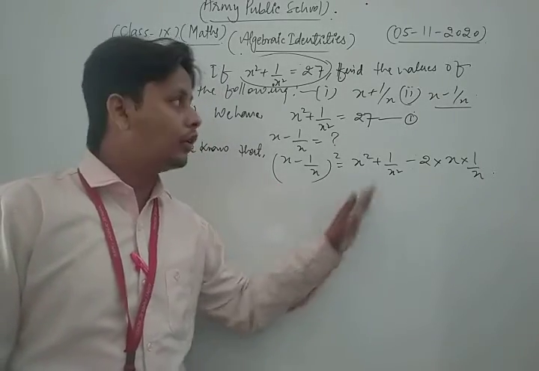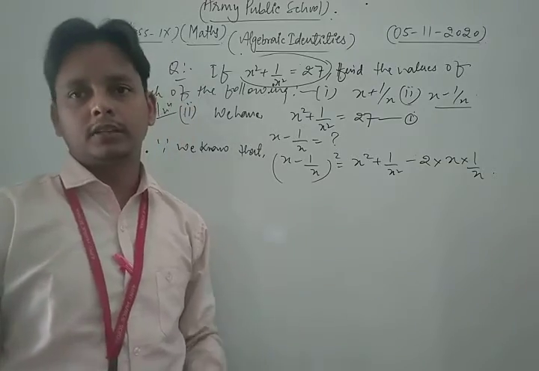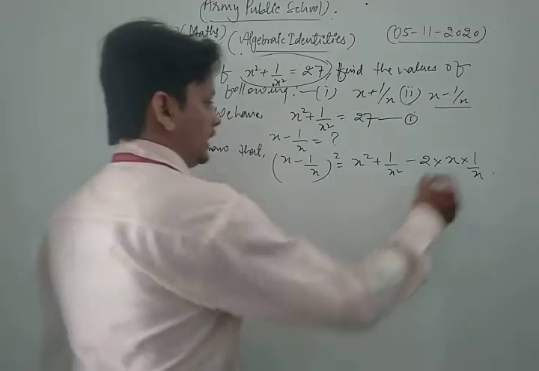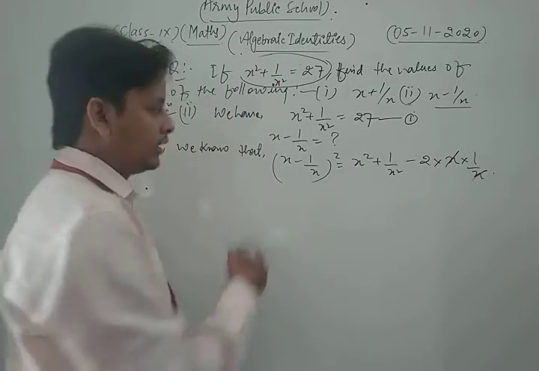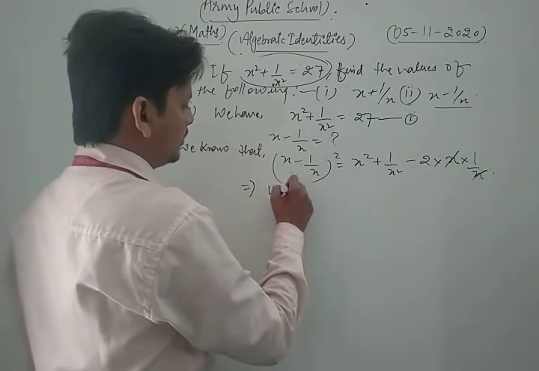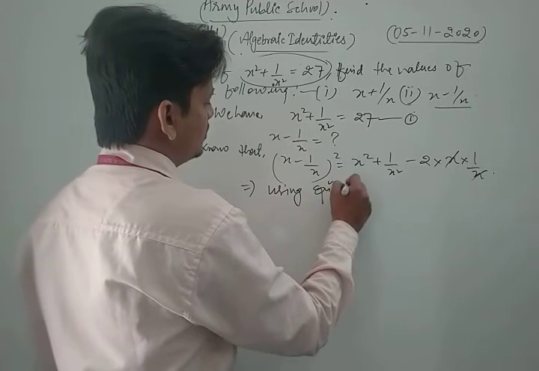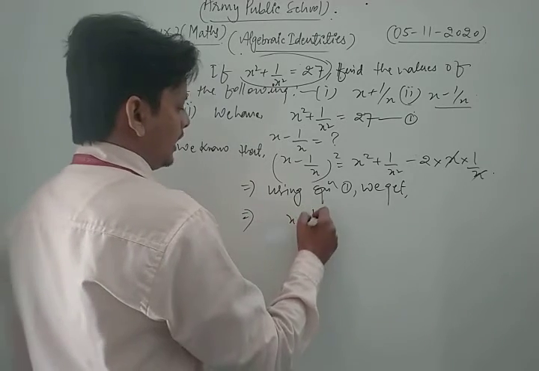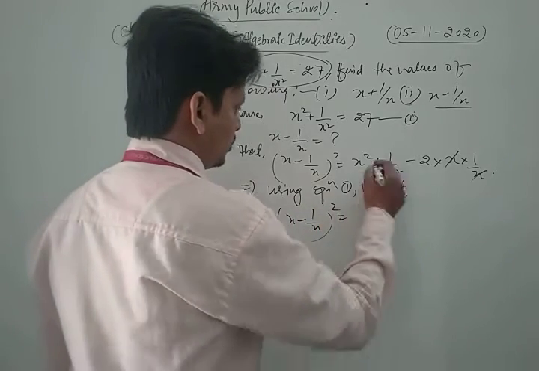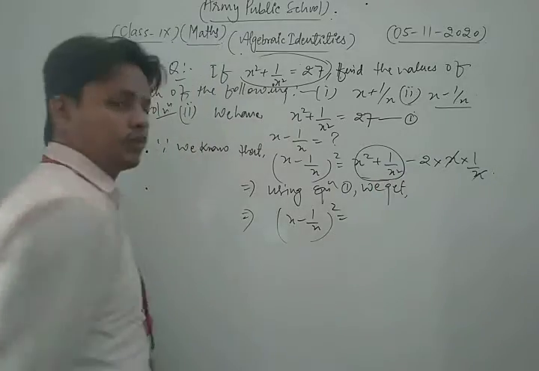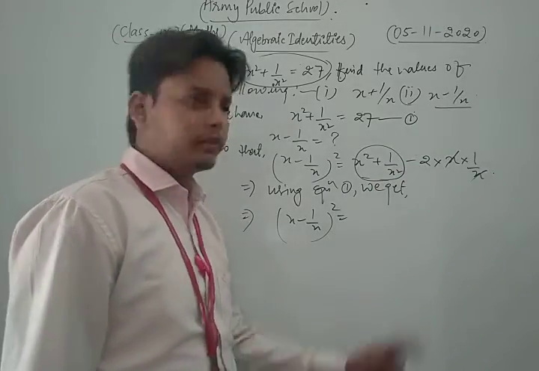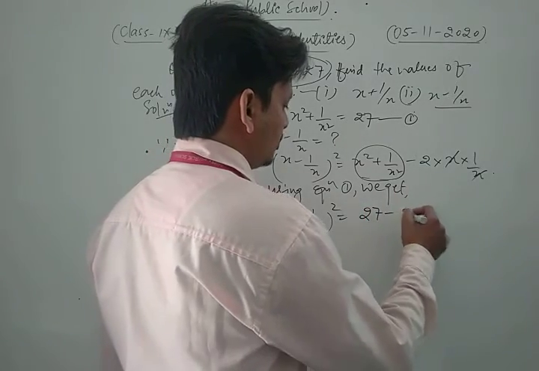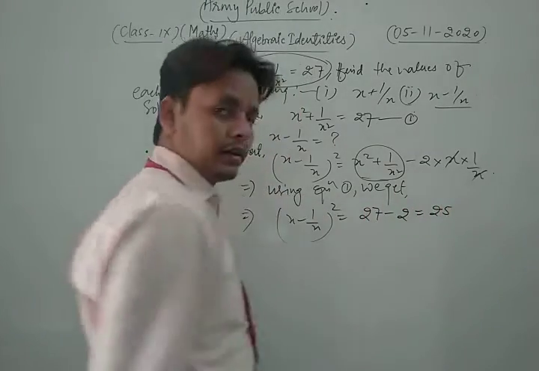Why do we apply that formula? Because here we find the value of x minus 1 upon x, so we apply the identity a minus b whole square. Now here x cancels with x. Now using equation 1, we get x minus 1 upon x whole square is equal to the value of x square plus 1 upon x square, which is 27. So here we put 27 minus 2, that is 25.